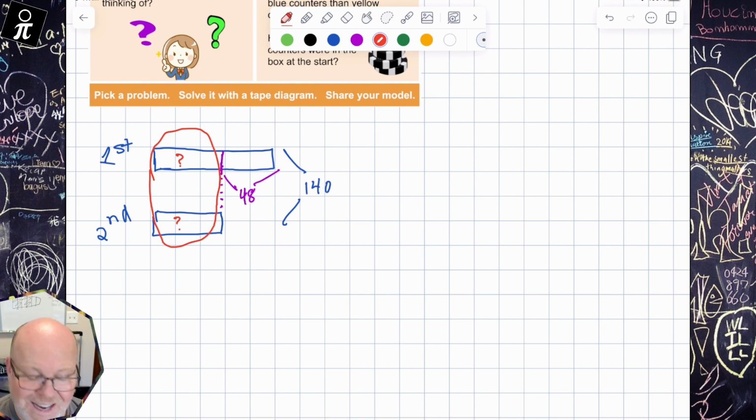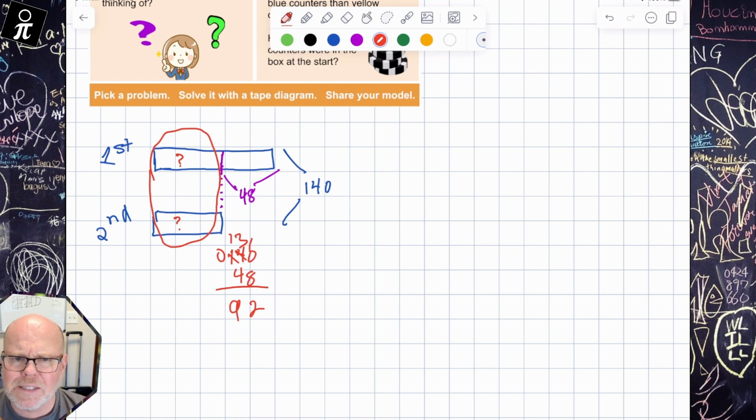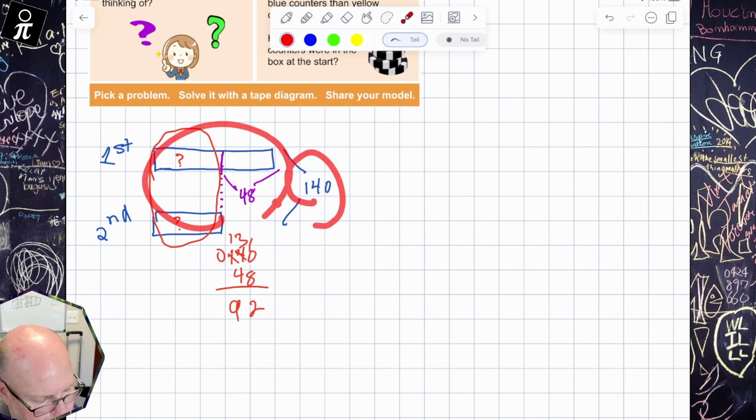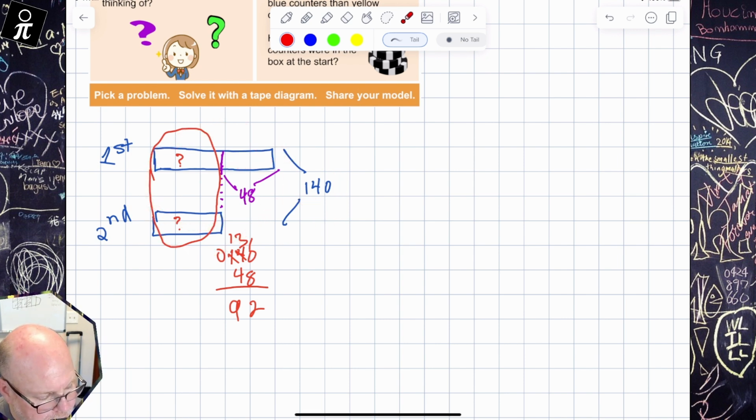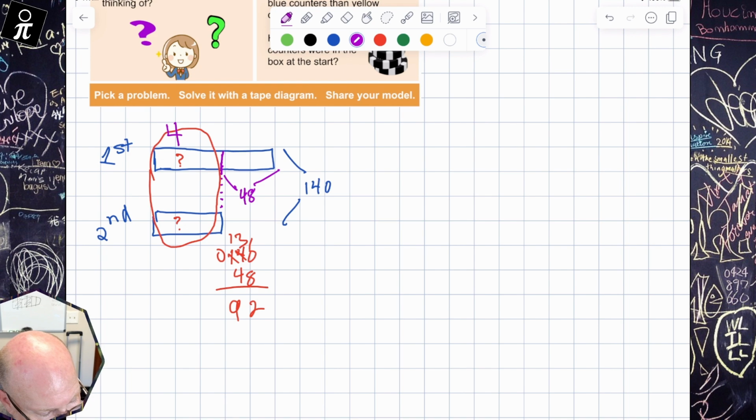How did I get that? I did 140, take away 48, and that gives me 92. Why did I subtract that 48? Well, that's because I know that the whole thing is supposed to be 140. This piece is 48. So that means these 2 pieces combined has to equal 92. Cut that in half. That means each piece of this is 46.